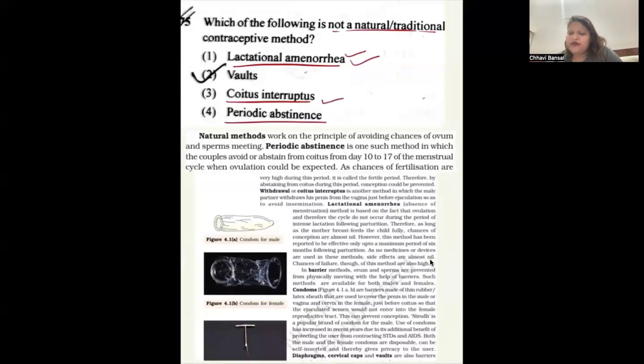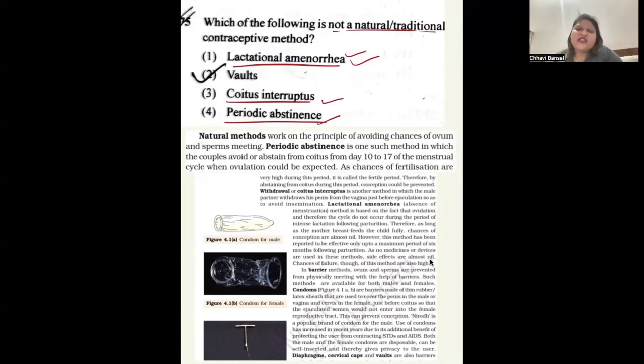Then coitus interruptus means removing the penis before ejaculation. If you're removing the penis before ejaculation, ejaculation is not taking place in the vagina, so the sperms are not reaching the female reproductive tract. This is another natural method of contraception. Periodic abstinence means there are certain days in the menstrual cycle where the chances of fertilization or implantation are really less. So that is called periodic abstinence.